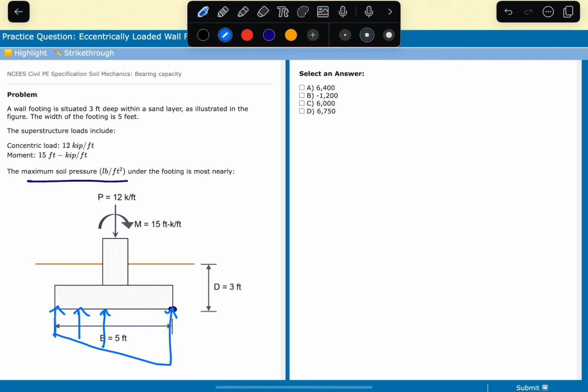And really, what does that mean? That means that you have full bearing. That means your moment here is not too much. It's not overturning the footing so much that you've got this sort of uplift condition that you might see on the left side. It's not pushing it over too much.